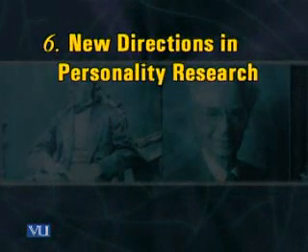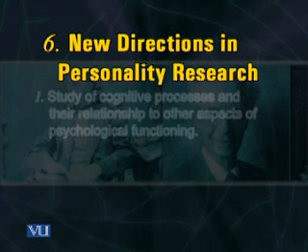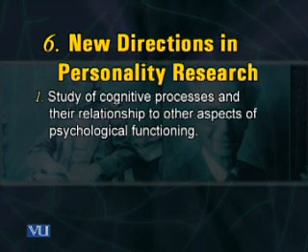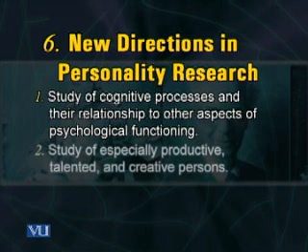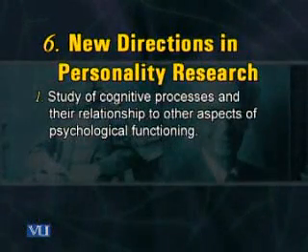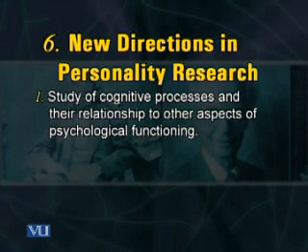Number 6, new directions in personality research. Number 1, study of cognitive processes and their relationship to other aspects of psychological functioning. Number 2, study of specially productive, talented and creative people. जनाब उसके बाद हमारा फोकस है कि वो कौन से ऐसे एरियाज हैं पर्सनैलिटी रिसर्च में जिनके ऊपर अभी तक फोकस नहीं हुआ. सो सबसे पहली चीज़ कि the focus should be on study of cognitive processes and their relationship to other aspects of psychological functioning.